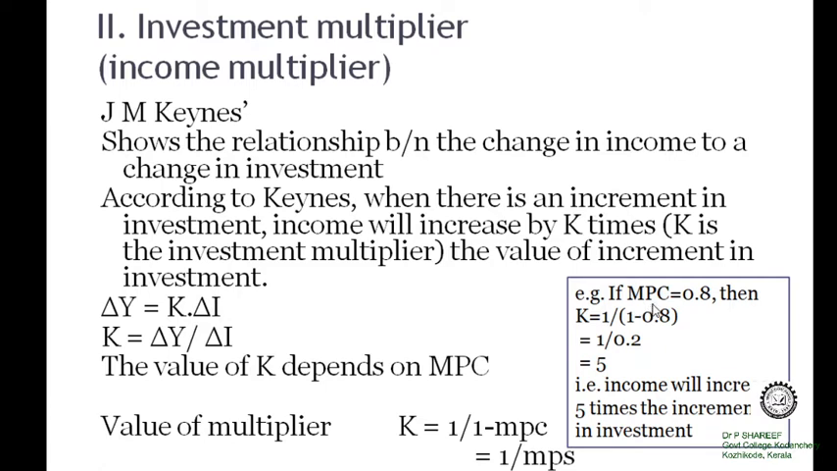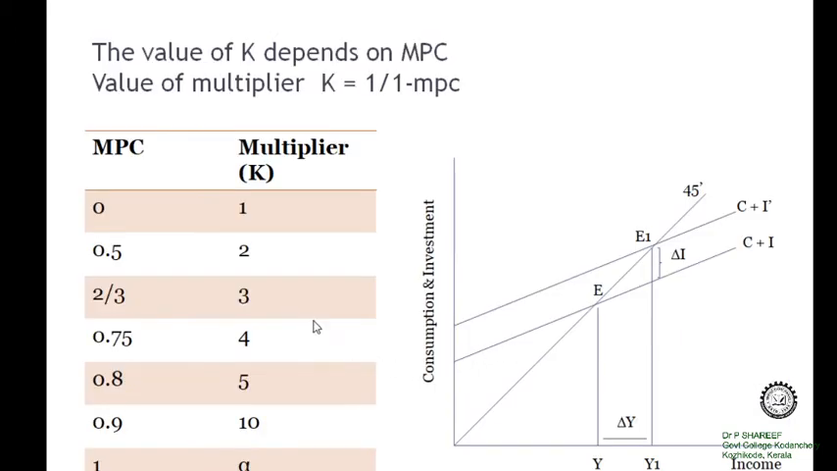For example, if MPC is equal to 0.8, then the value of multiplier K will be equal to 1/(1 - 0.8), that is equal to 1/0.2, that is 5. That is, income will increase 5 times the increment in investment. The change in the value of MPC and the resultant change in the value of multiplier K is shown in the table.